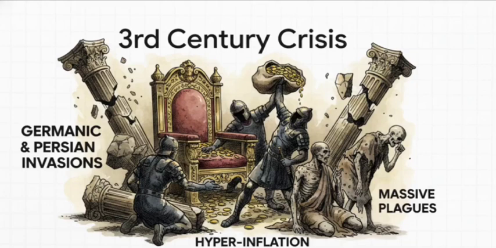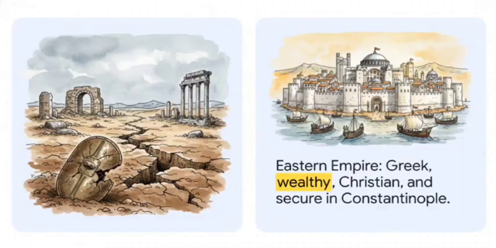With emperors changing constantly, the empire entered a total death spiral of civil war, massive plagues, invasions from all sides, and absolute economic hyperinflation. To try and solve this nightmare, the Romans decided the empire was just way too big for one man to rule, so they took the radical step of physically splitting it.